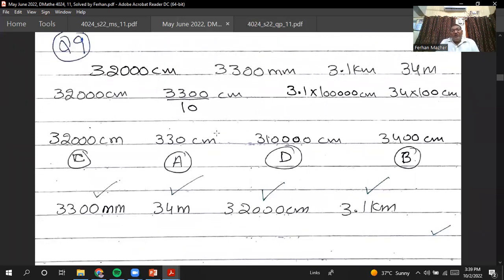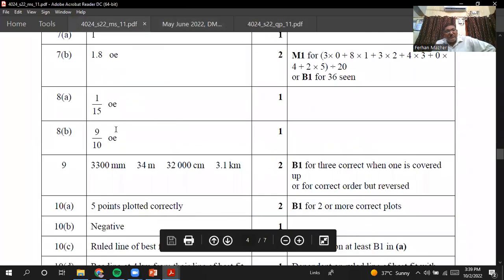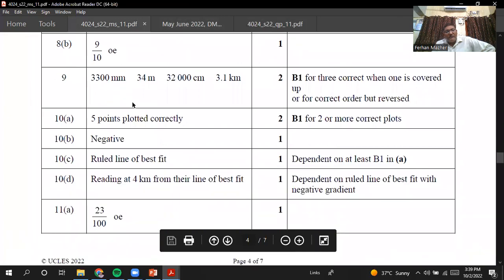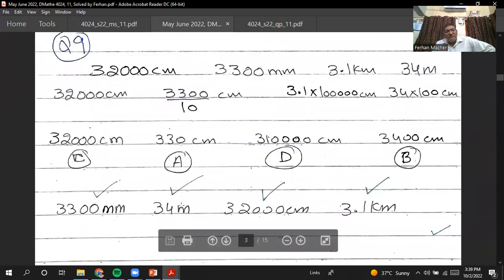So when I write them in order, I will start with the smallest. So the A, the original number you will write. So 3,300 millimeter, then 34 meter, then 32,000 centimeter, then 3.1 kilometer. That will be the order starting from the smallest. So that's question number 9. You can check the answer.